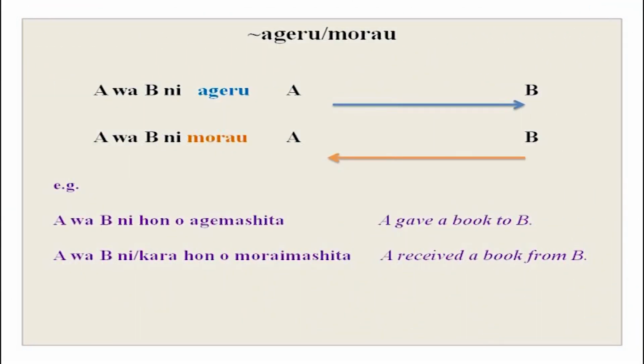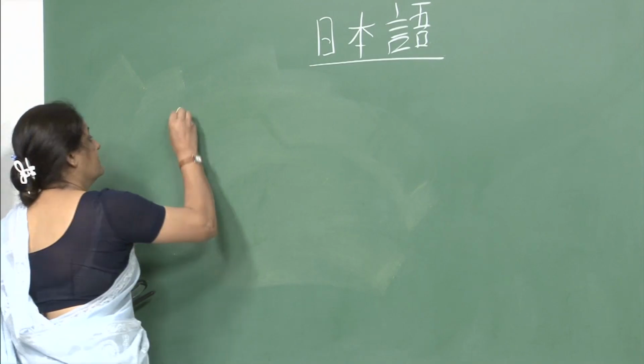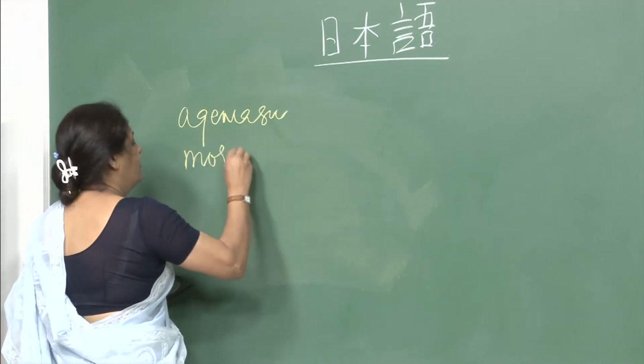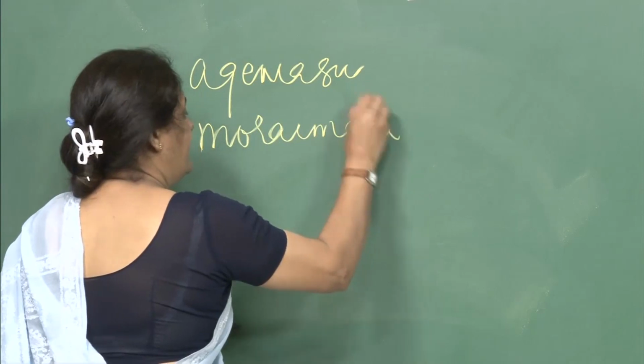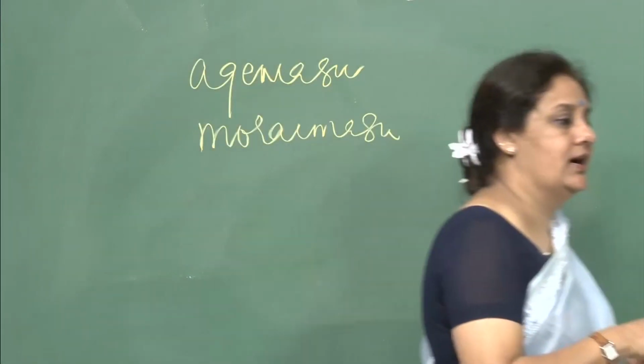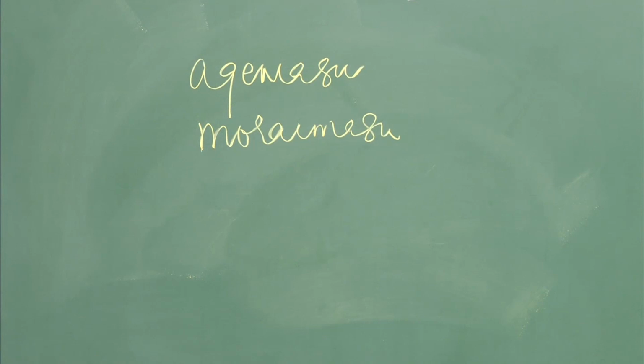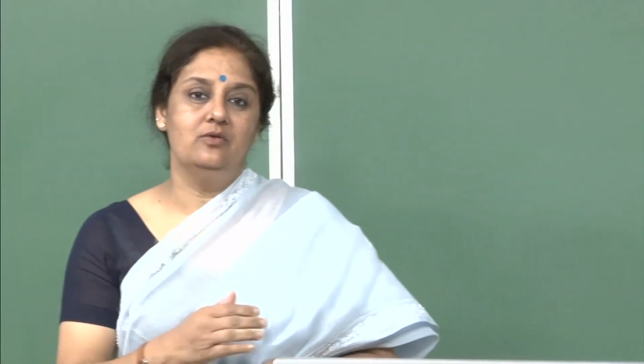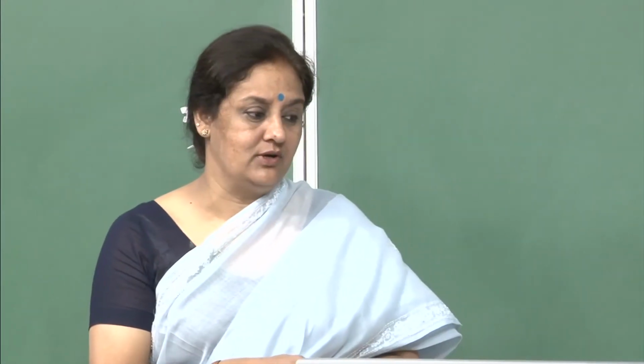Now, I explained the verbs agemasu and moraimasu to you in your previous class. Very simply, I just introduced agemasu and moraimasu like any other verb, but this is very, very important. Why it is important is because in Japan, your relationship with the person you are talking to, where you are placed, is extremely important.